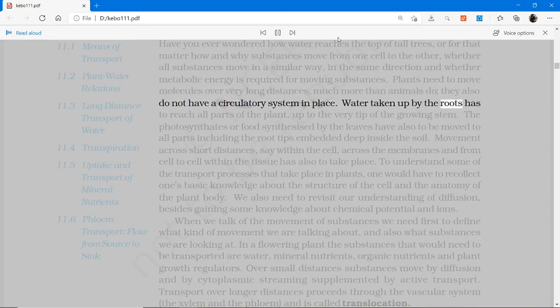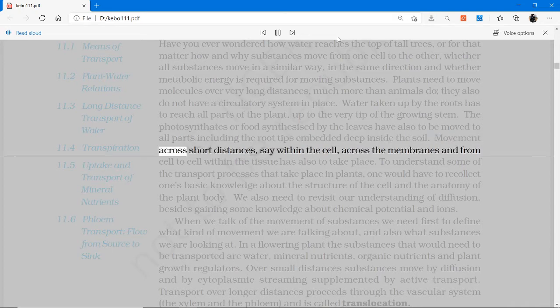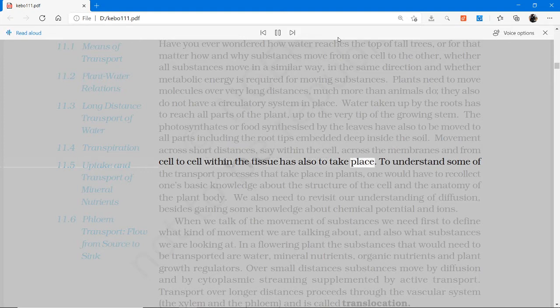Water taken up by the roots has to reach all parts of the plant, up to the very tip of the growing stem. The photosynthates or food synthesized by the leaves have also to be moved to all parts, including the root tips embedded deep inside the soil. Movement across short distances, say within the cell, across the membranes and from cell to cell within the tissue has also to take place. To understand some of the transport processes that take place in plants, one would have to recollect one's basic knowledge about the structure of the cell and the anatomy of the plant body.